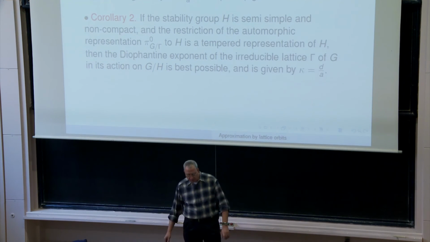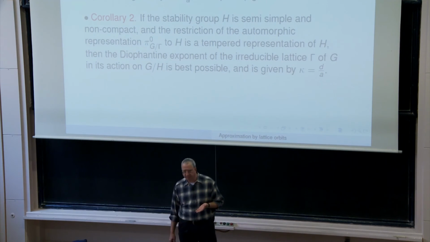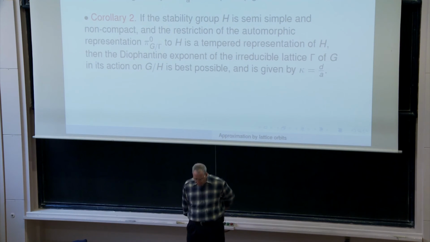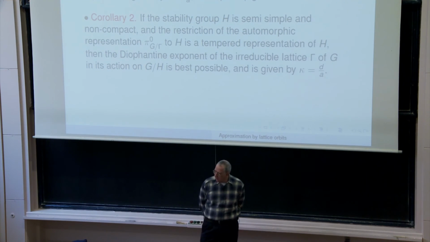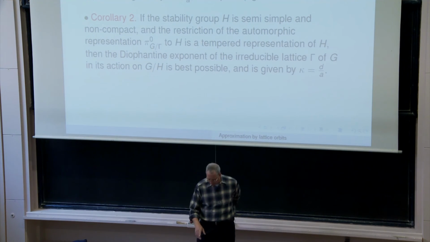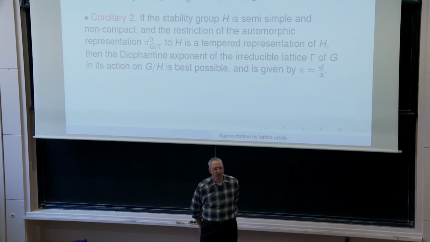So what I'm giving here in this statement is a very well-known criterion of when you can realize decay which is as fast as 1 over the square root of the volume. And the way you can realize it is to ensure that the automorphic representation of G, when restricted to H, is a so-called tempered representation of H.